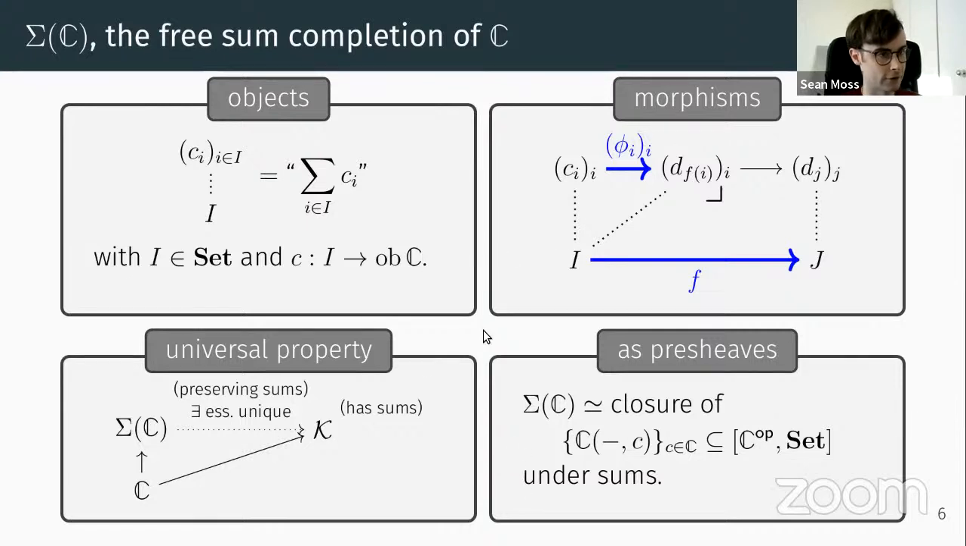So these first two boxes give you a very concrete description of what sigma of C is, my notation for what is also called FAM of C. So the objects of sigma of C are given by a set I and an I-indexed family of objects of C, which I will write variously as set I downstairs, and then living upstairs is the family of objects, or I'll just write it as a formal sum of the C_i's. Then morphisms are equivalence classes of diagrams that look like this. And you can alternatively define it in terms of the universal property. So it's the free category with a functor from C into it, which has sums. Or you can define it as I did in the previous slide: take the presheaf category on C and close the representables under sums.